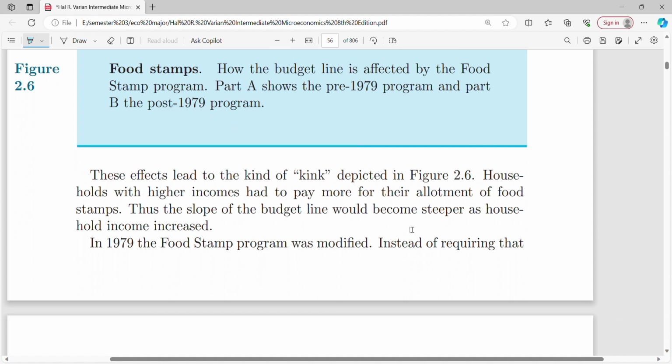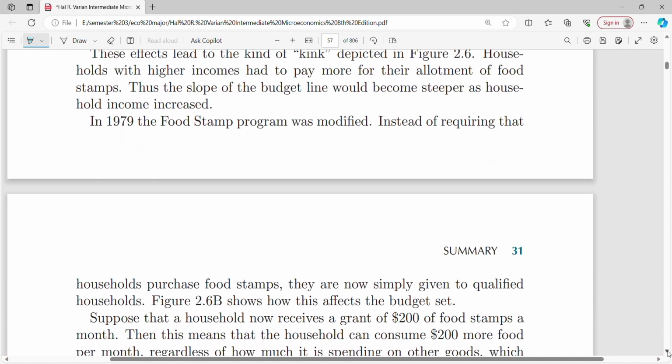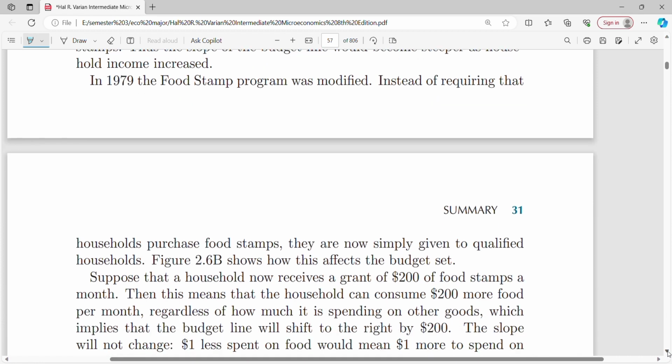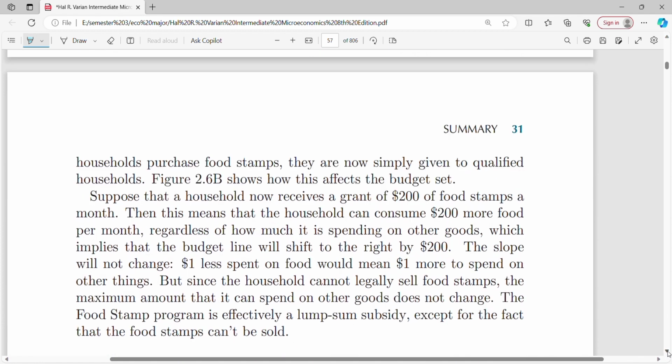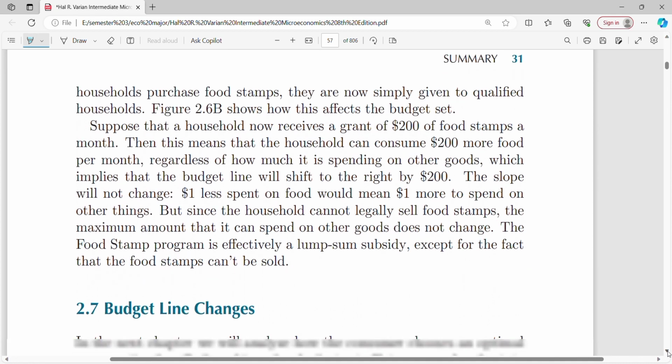These effects led to a kind of kink. Households with higher incomes had to pay more for their allotment of food stamps. Thus the slope of the budget line would become steeper as households' income increased. In 1979, the food stamp program was modified. Instead of requiring that households purchase food stamps, they are now simply given to qualified households.